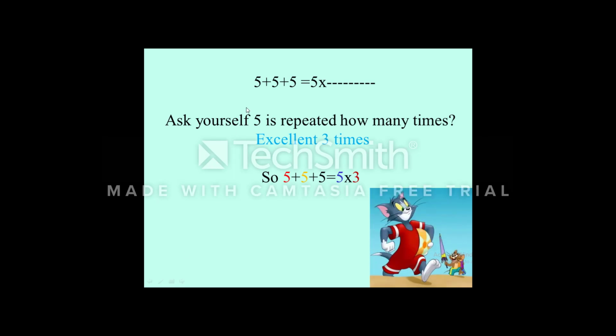Fine. 5 plus 5 plus 5 by our way equals 5 times what? Again, how many times is it repeated here? 3. Great. So 5 plus 5 plus 5 equals 5 times 3. Another one.